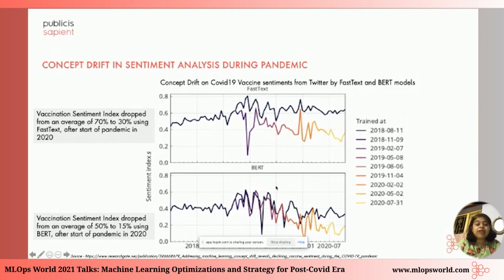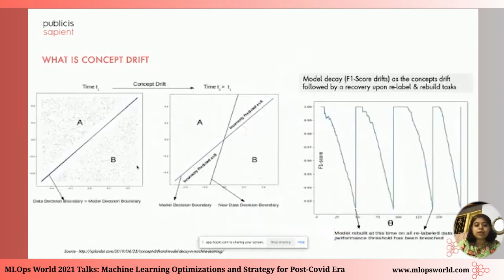What we see is that the vaccine sentiment index has dropped from an average of 70 to 30% in the case of FastText, compared to a drop from 50% to 15% in the case of BERT during the start of the pandemic. People are looking for vaccinations because the disease is spreading, but they're not able to get it. So there is a negative sentiment. And when we see that there is a dip in model accuracy, then how do we define the model outcome? In terms of the input data, we have talked about input data, model, and the output.